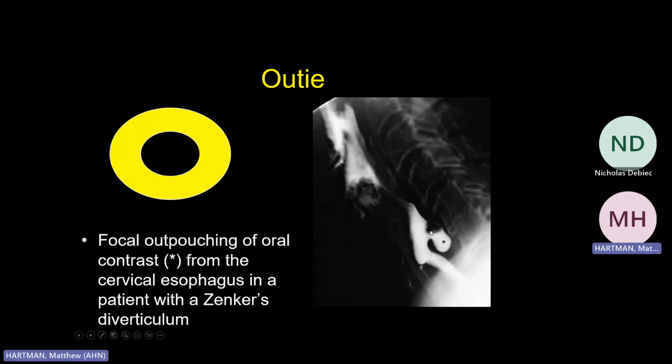So the opposite of innie is an outie. Here's a nice Zenker's diverticulum. You could also have a fistula or a perforation causing an outie.